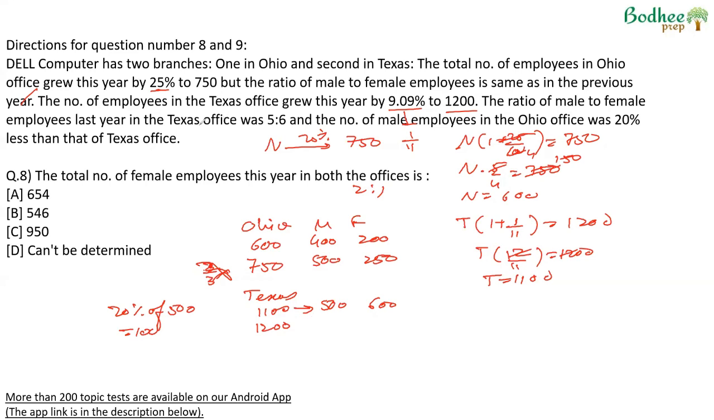For Texas, it does not say that the ratio of male and female remains the same. The total number of female employees this year in both the offices is... Now, we do not know the number of female employees in the Texas office, so this cannot be determined.